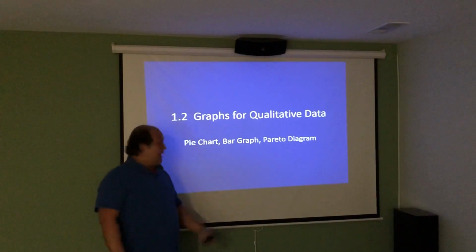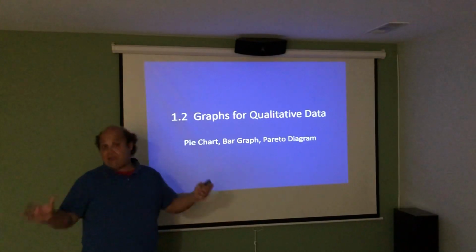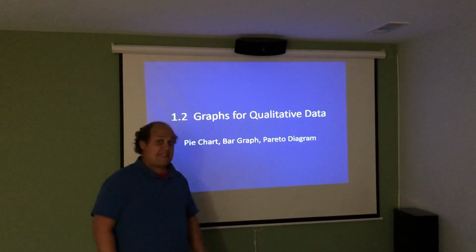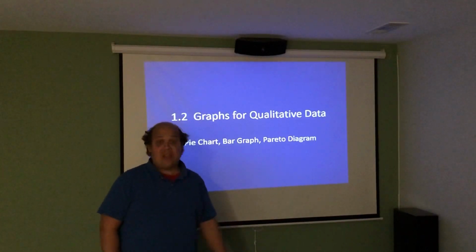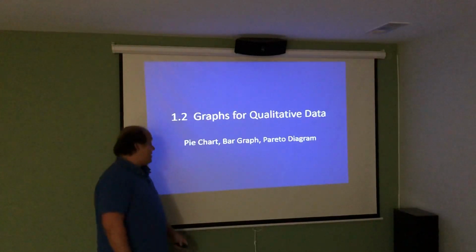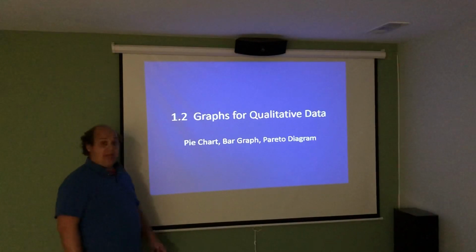But basically, the information that I'm going to give you here is going to act like you have to get out a ruler and paper, and I'll tell you how you would make the graphs if that was the case. But absolutely in real life, you would want to use a computer program to do these concepts. So the three graphs that we're going to be looking at for qualitative data are pie charts, bar graphs, and Pareto diagrams.